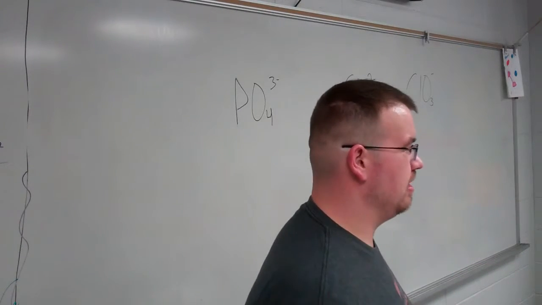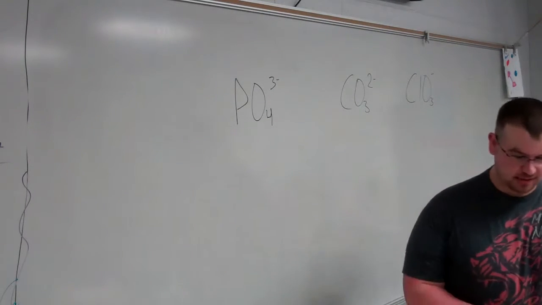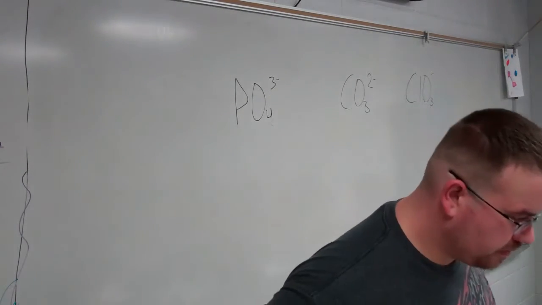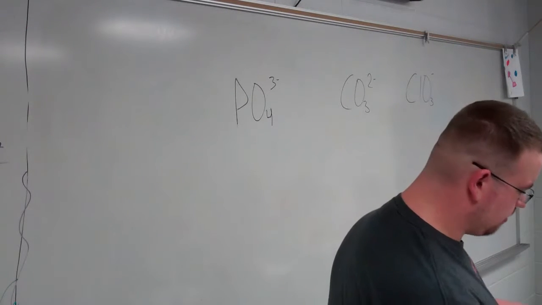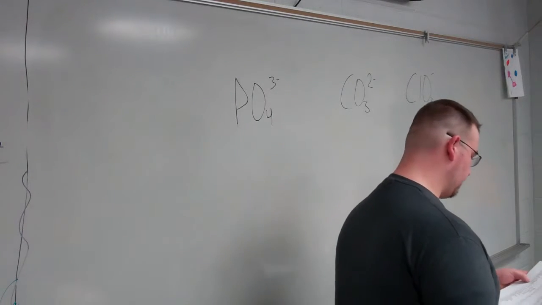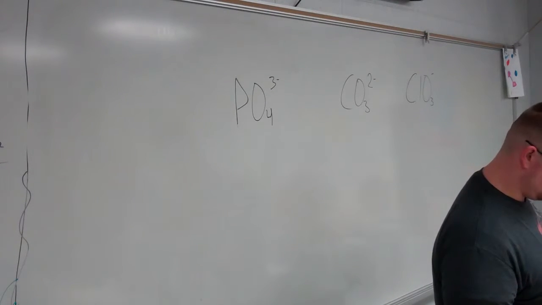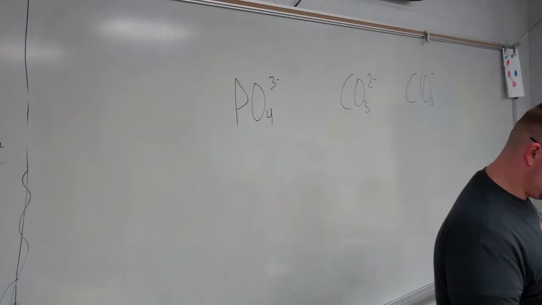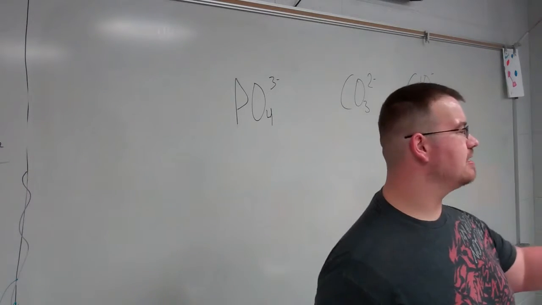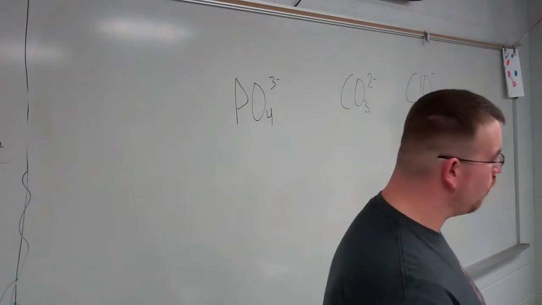The shortcut to memorizing these: remember those off of your polyatomic list. Arsenate, borate, bromate, carbonate, chlorate, chromate, iodate, manganate. Any one of those that are ending in ate, forget trying to memorize all the ites. Memorize the ate.